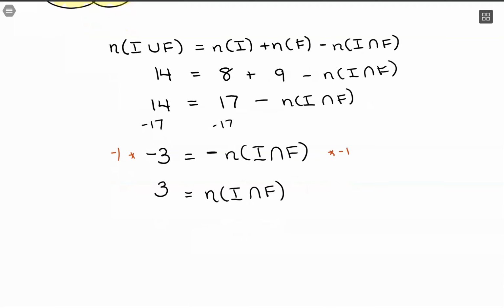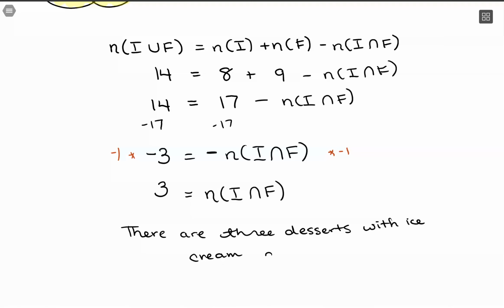But with that, then we can see there are 3 desserts with ice cream and fruit. So 3 desserts that would have both. So that's a way you could use the addition rule to solve for a piece of the equation.